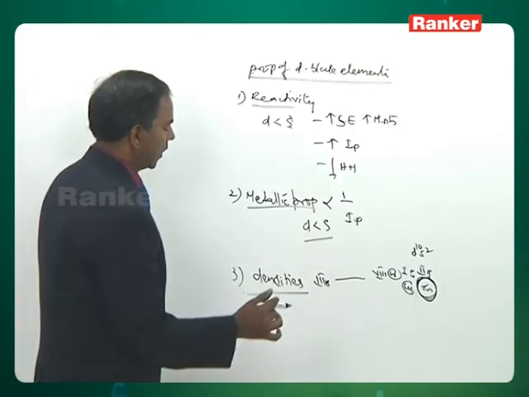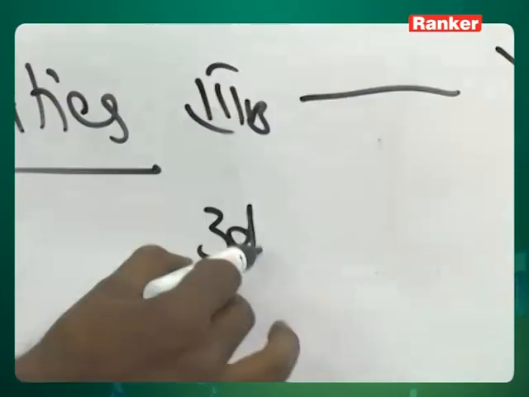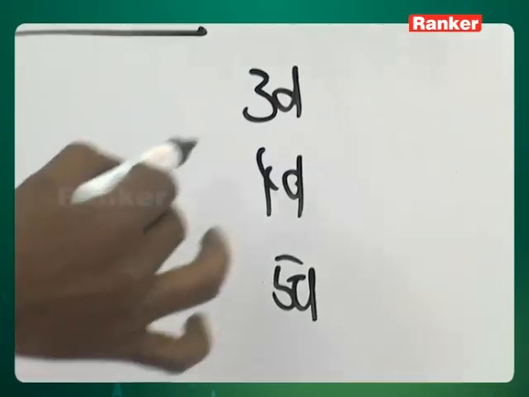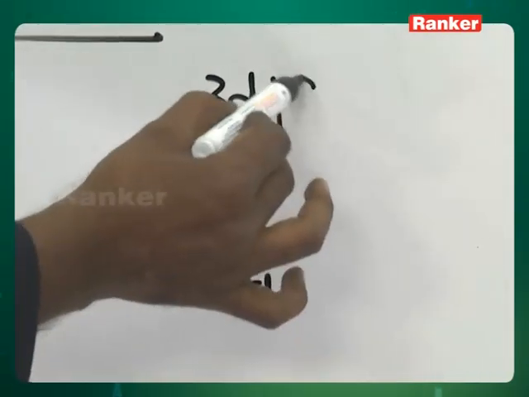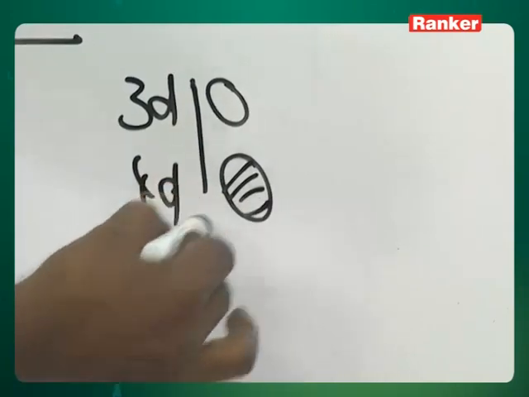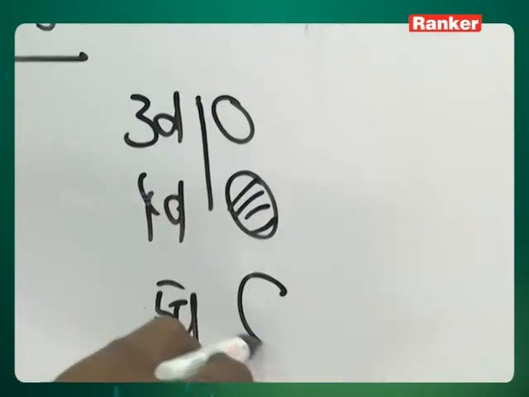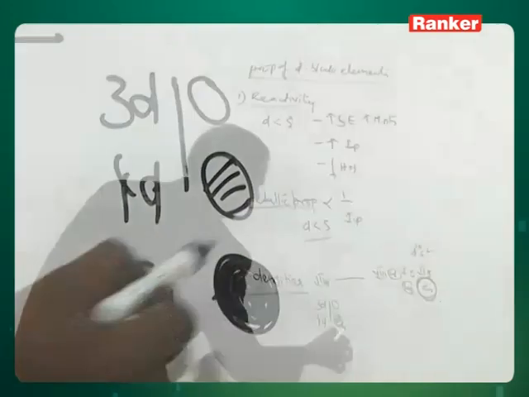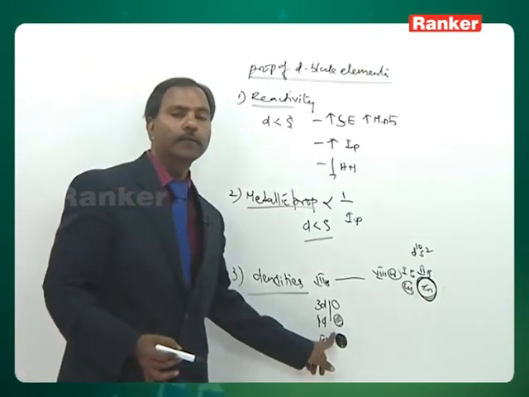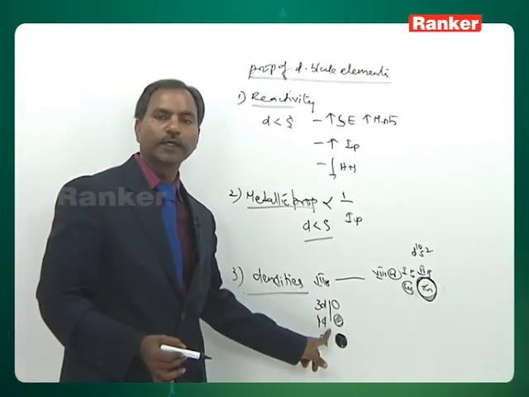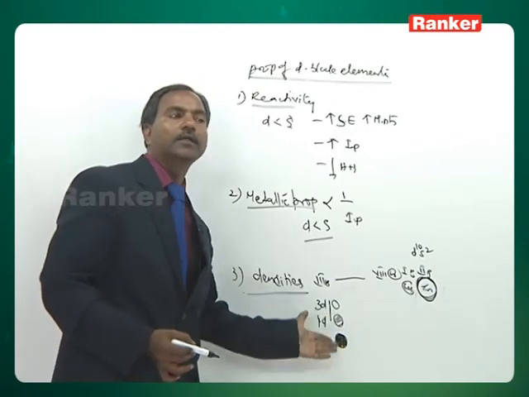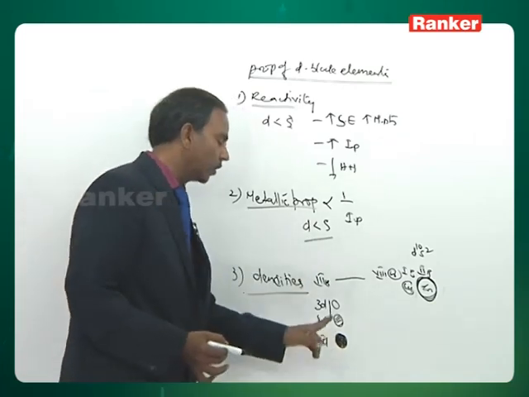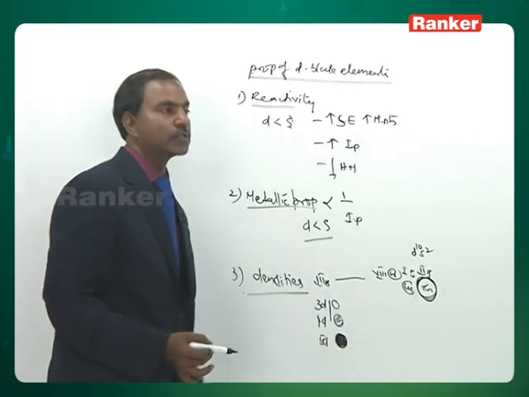Atomic size is increasing, density is decreasing. Coming to the next point, take 3d, 4d and 5d. From 3d to 4d, the density has to increase. Yes, it is increasing. But from 4d to 5d, density is becoming almost double. From 3d to 4d, density increases, but from 4d to 5d it has to normally increase, but here it is not normally increasing. From 4d to 5d, density is almost becoming double.